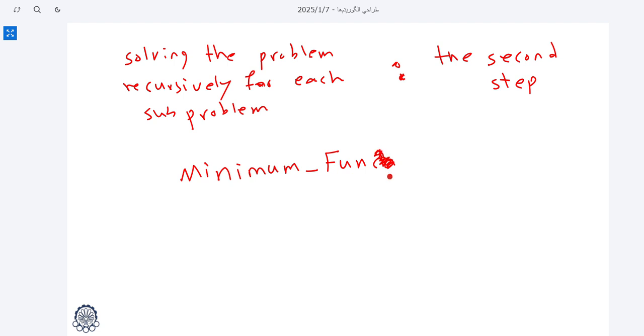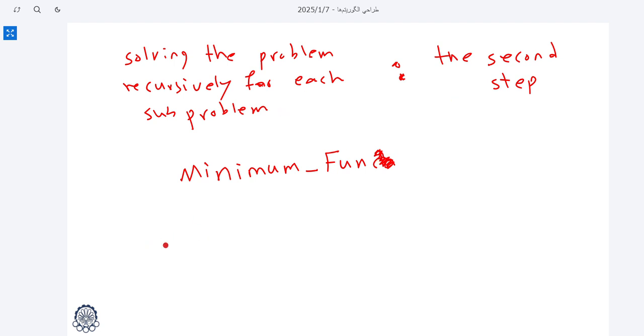Suppose this is the name of our algorithm. We are going to design an algorithm named minimum func that finds the minimum of an array. In the second step, we should solve each sub-problem recursively. So we can call our function, which is minimum func, for each part, for each sub-problem.